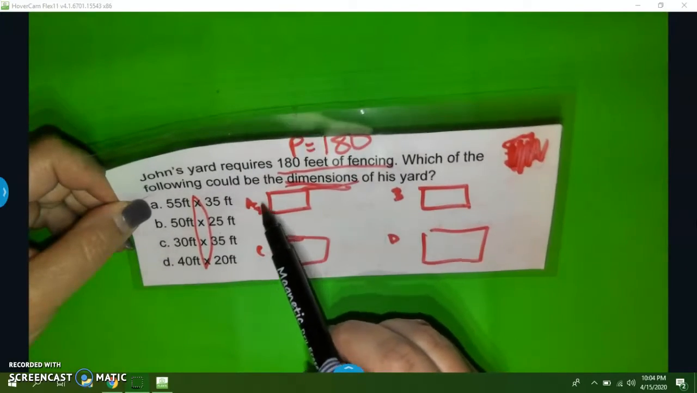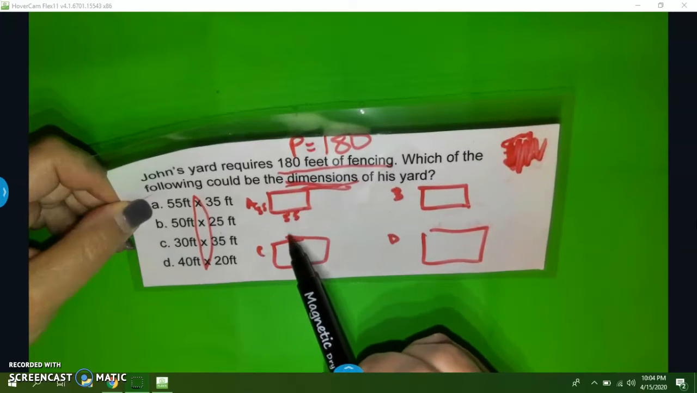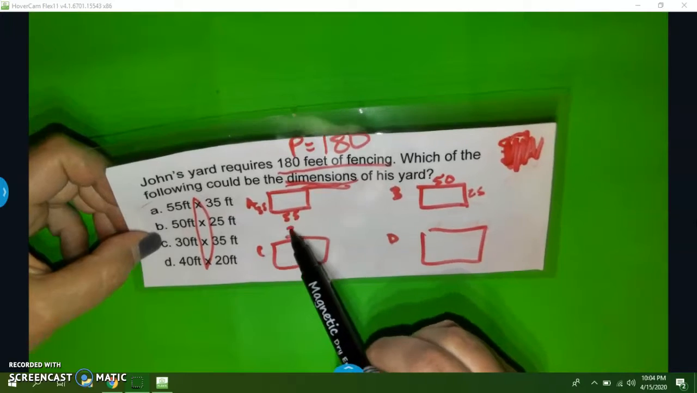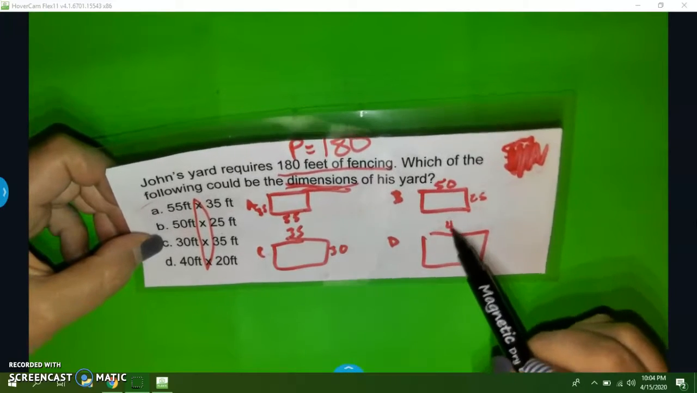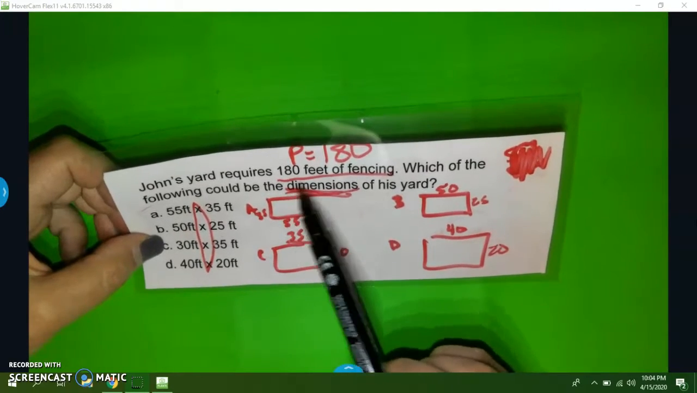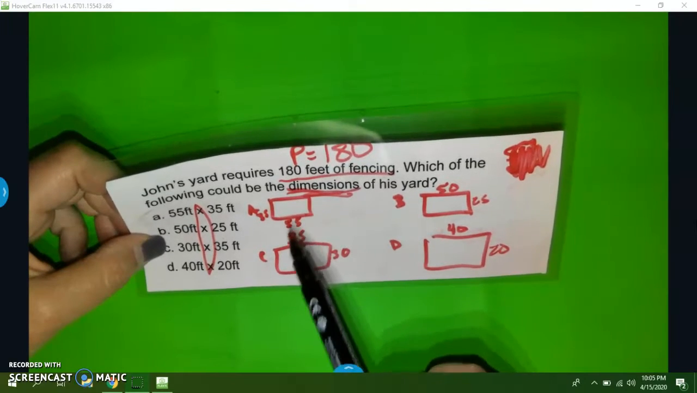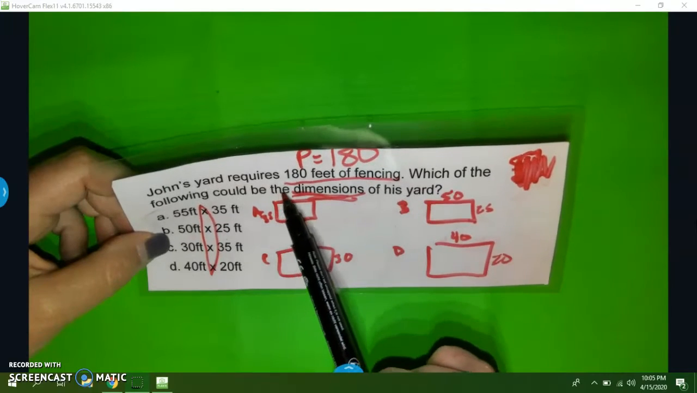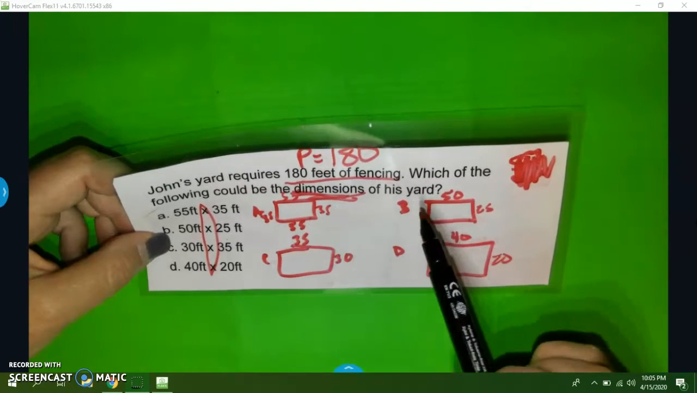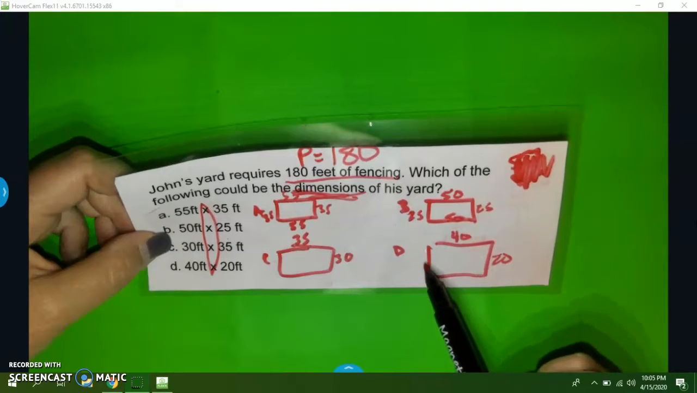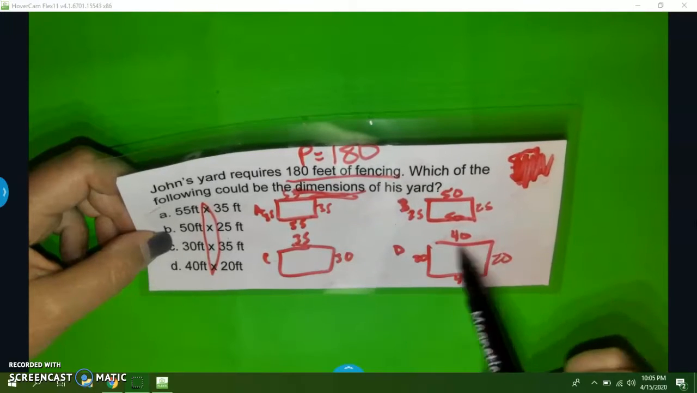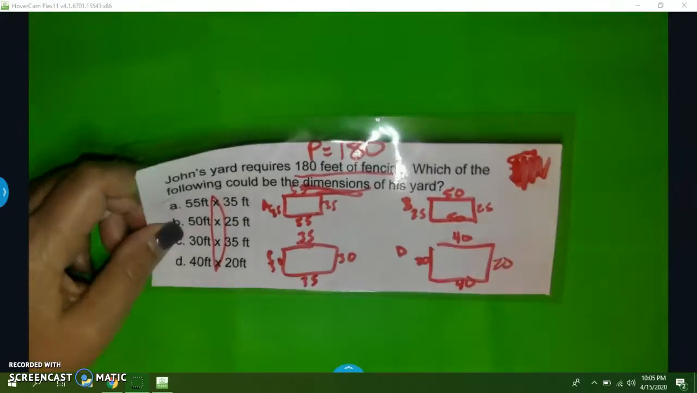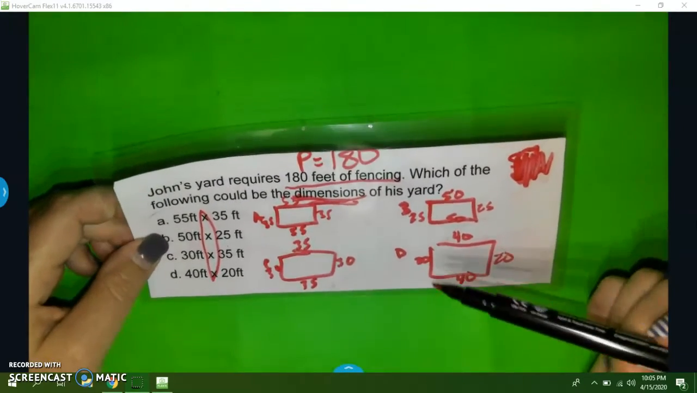So this would be 35 and 55. B would be 50 by 25, 35 by 30, 40 by 20. And we want to know fencing. So fencing again is perimeter. So I need to find the perimeter of all these shapes. So of course I don't want just 35 and 55. I've got these other missing sides that I need to fill in, which some of you with some good number sense would know that you could just add your 2 numbers and then double them for each rectangle, but that would confuse some of us. So sticking with adding all sides for perimeter is a safe way to go.